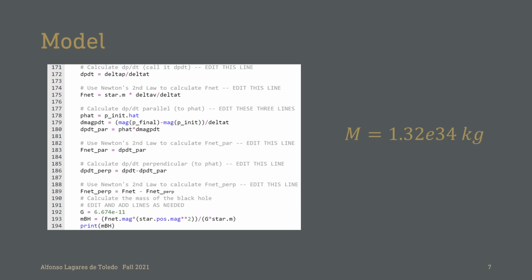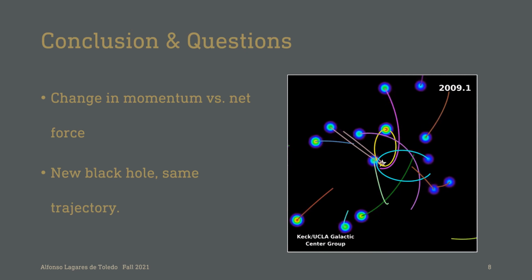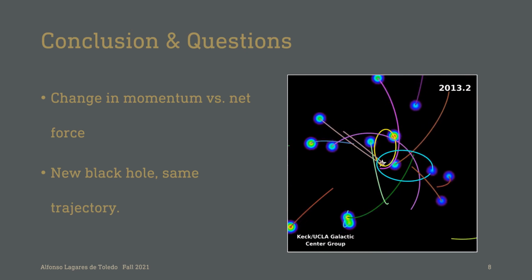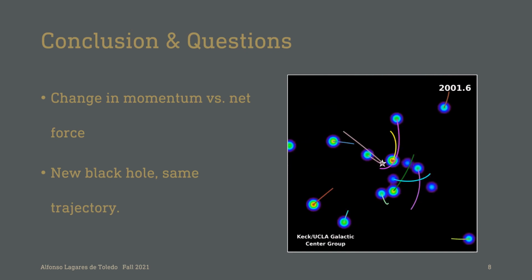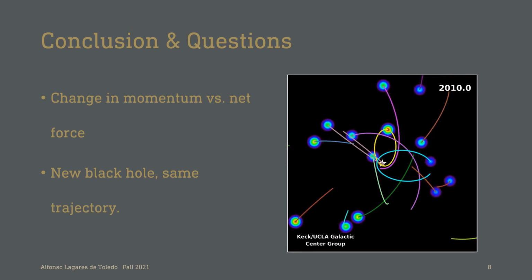Finally, I used the net force to find the mass of the black hole. This mass was slightly different for every point of the trajectory, but averaged out to be 1.2 × 10^34 kilograms. In conclusion, the model accurately predicted the mass of the black hole given the trajectory of an orbiting star.